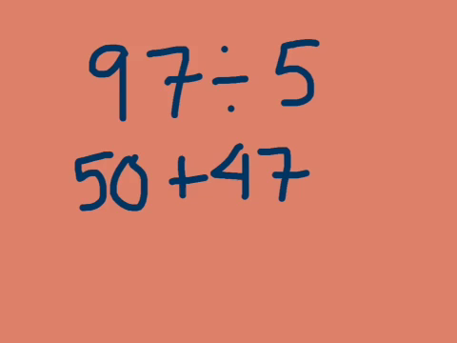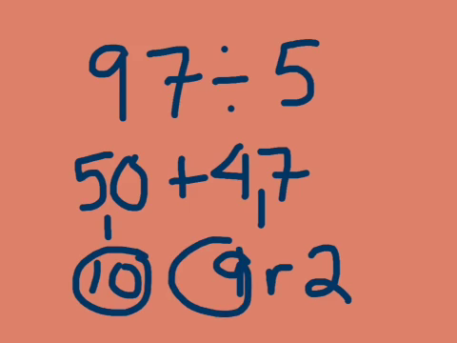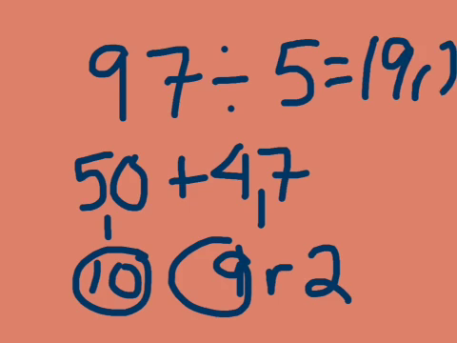Now we need to divide each of these numbers by 5. 50 divided by 5 is 10. 47 divided by 5, if we go through our division with remainders, our times table, is 9 times 5, which is 45, and then we have a remainder of 2. So, altogether we had 10 groups of 5 here, 9 groups of 5 here, so that gives us 19, with the remainder of 2.